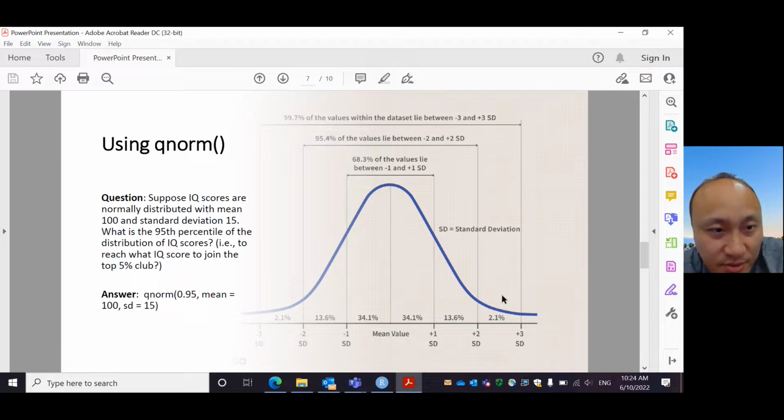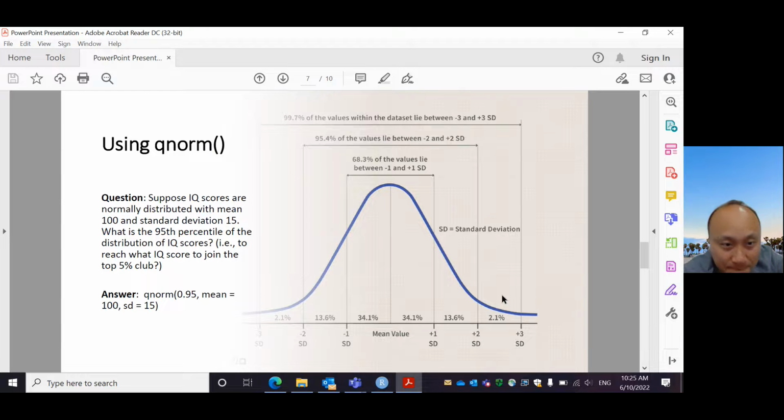Again, the question is, suppose IQ score is normally distributed with a mean of 100 and a standard deviation of 15, the same distribution actually. What is the 95th percentile of the distribution? In other words, at what value of IQ score are 95% of scores less than that value and 5% of scores higher than that value? You can think of it as the score you have to reach to join the top 5% club of high IQ people in the population of the distribution.